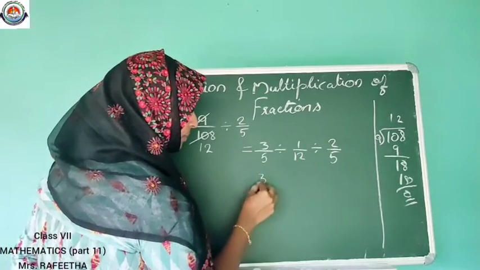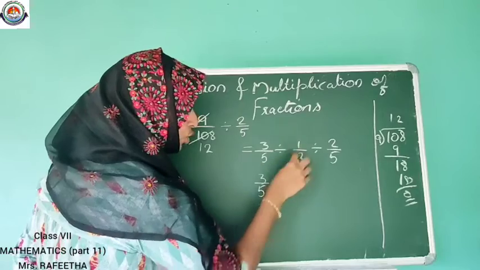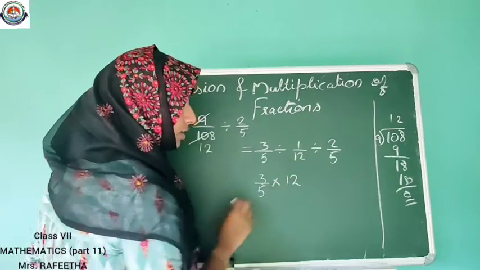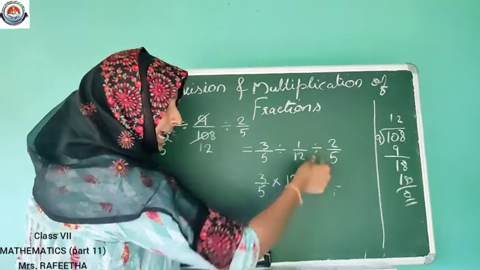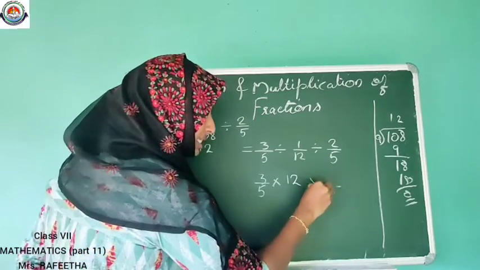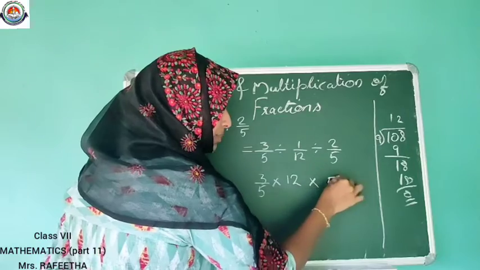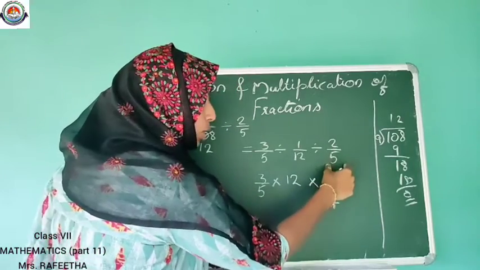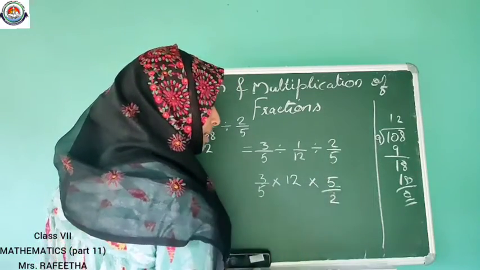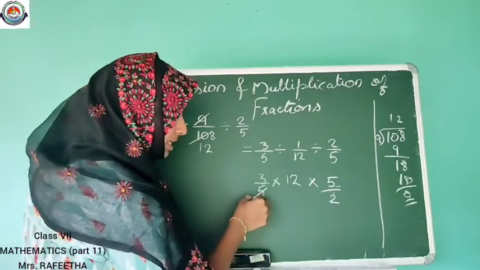3 by 5 into 12 by 1, means 12. Here instead of this 12 we write, again division is there, so we want to write it as multiplication, and then for 2 by 5 we want to write the reciprocal. What is the reciprocal of 2 by 5? That is 5 by 2.